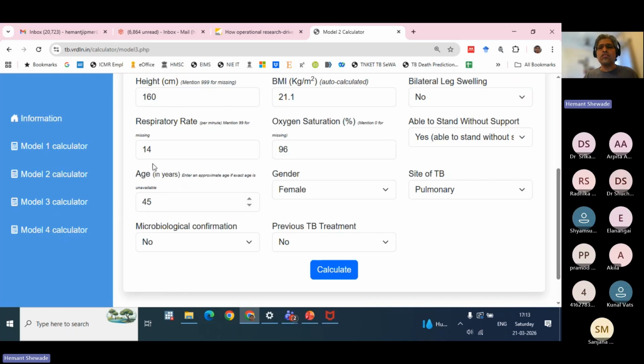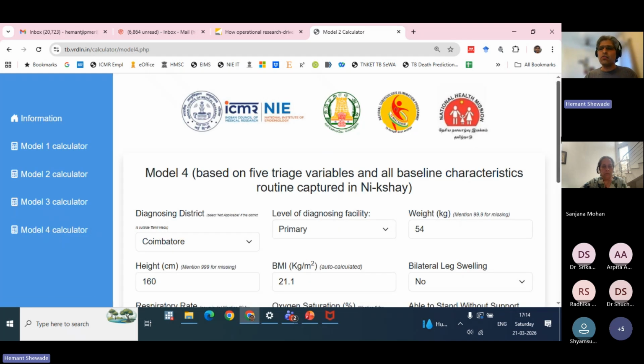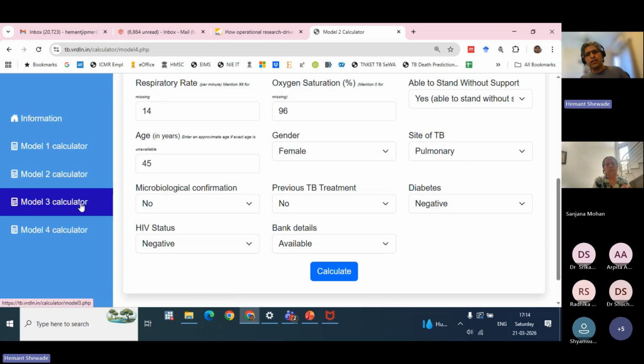If there is administrative will, these variables can be easily obtained when you diagnose a patient: age, gender, type, site, and previous treatment. Model 4 is basically model 1 plus model 2, where in addition to age, gender, site of TB, microbiological confirmation, and previous treatment, we have diabetes, HIV status, and bank details. Now, these things are usually not available at TB diagnosis, hence we didn't include them in model 3.